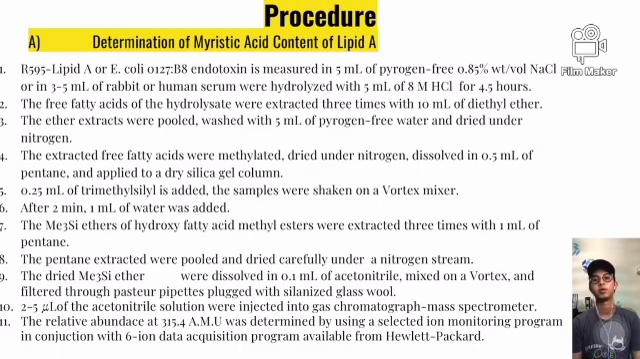The dried Me3Si ethers were dissolved in 0.1 ml of acetonitrile, mixed on a vortex and filtered through Pasteur pipettes plugged with silanized glass wool. 2 to 5 microliters of the acetonitrile solution were injected into the gas chromatography mass spectrometer. The relative abundance of 315.4 atomic mass units was determined by using a selected ion monitoring program in conjunction with the 6 ion data acquisition program available from Hewlett-Packard.